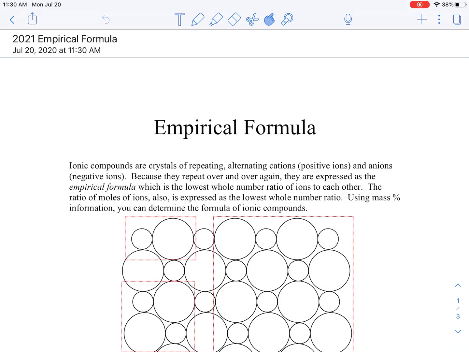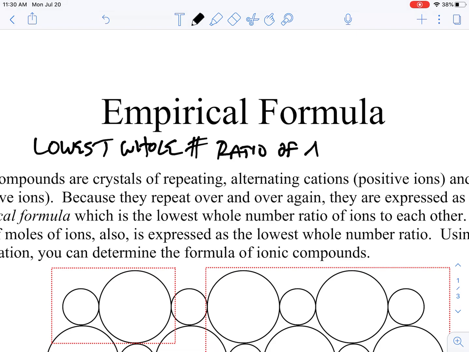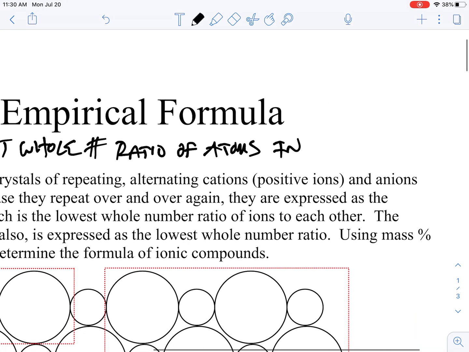Today we are talking about empirical formula. What is empirical formula? Well, technically speaking, empirical formula as far as chemistry is concerned is the lowest whole number ratio of atoms in a compound.